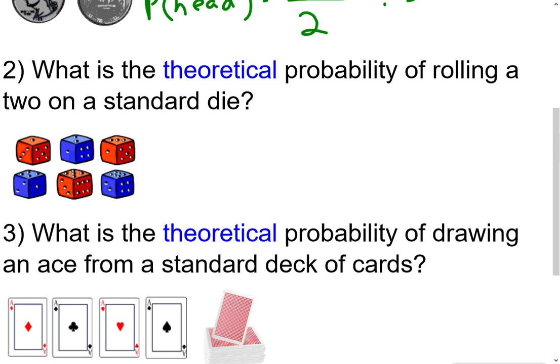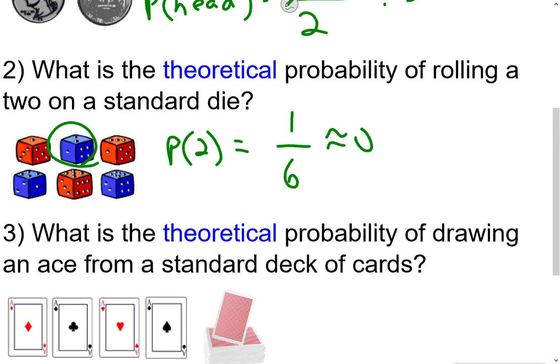Well, same thing. I have my sample space there. So the probability of getting a 2, well, how many are there total? I count them. There's 6. How many of them have a 2 on them? Well, just the 1. So the probability that I end up with a 2 is 1/6. Now, if I turn 1/6 into a decimal, that's going to be approximately 0.167. If I turn it into a percent, approximately 16.7%.